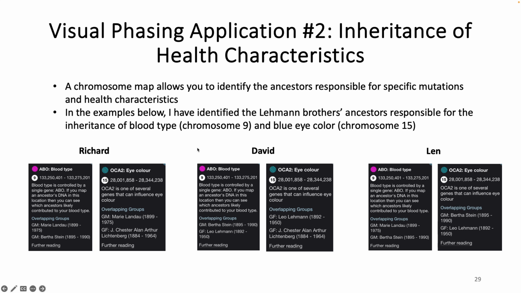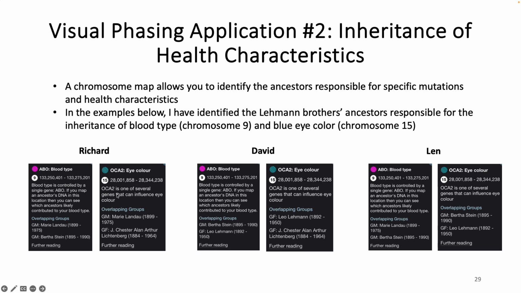And that is on chromosome 9. Another area where you can see health characteristics, and this one I have found personally to be quite interesting, is eye color. That's right around the 28 million mark on chromosome 15. There's the gene OCA2, and there are point mutations there.